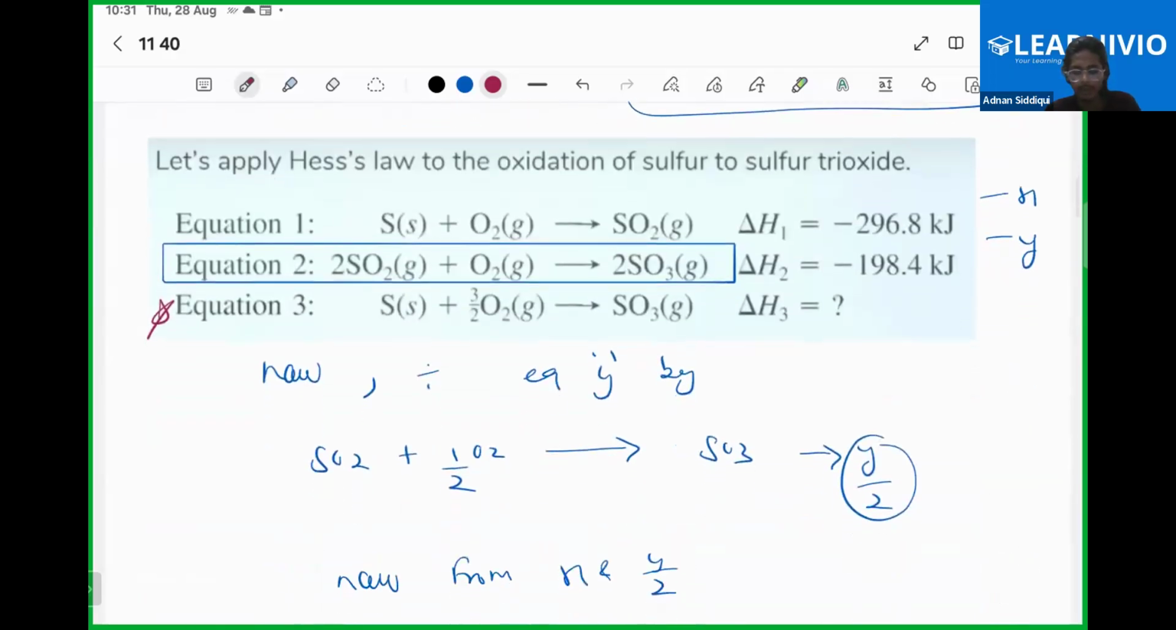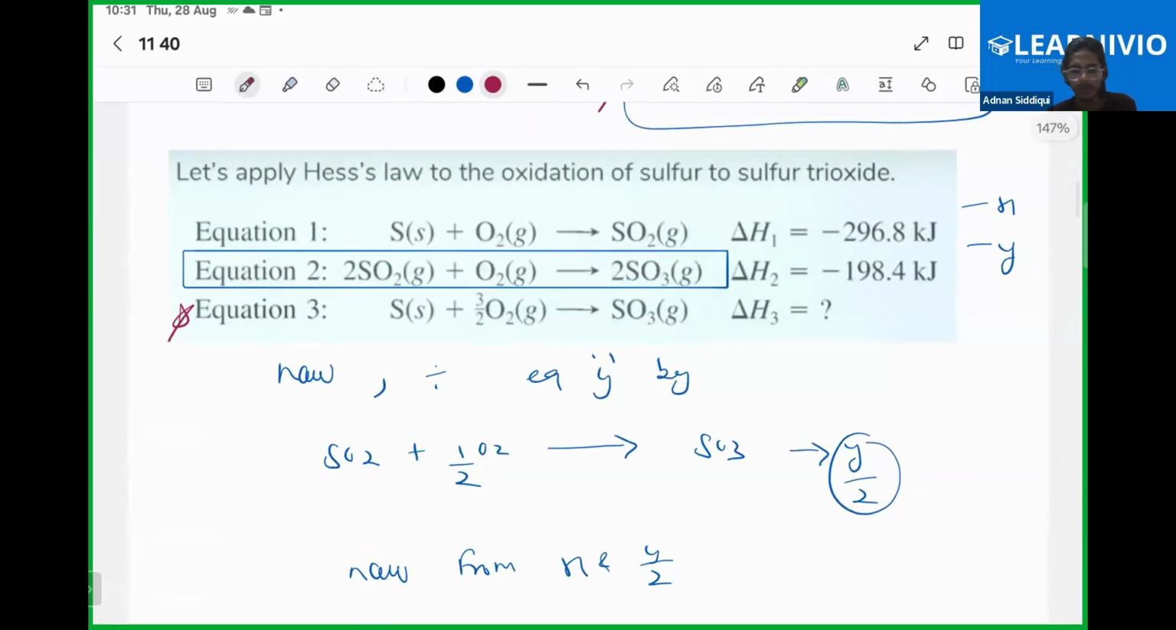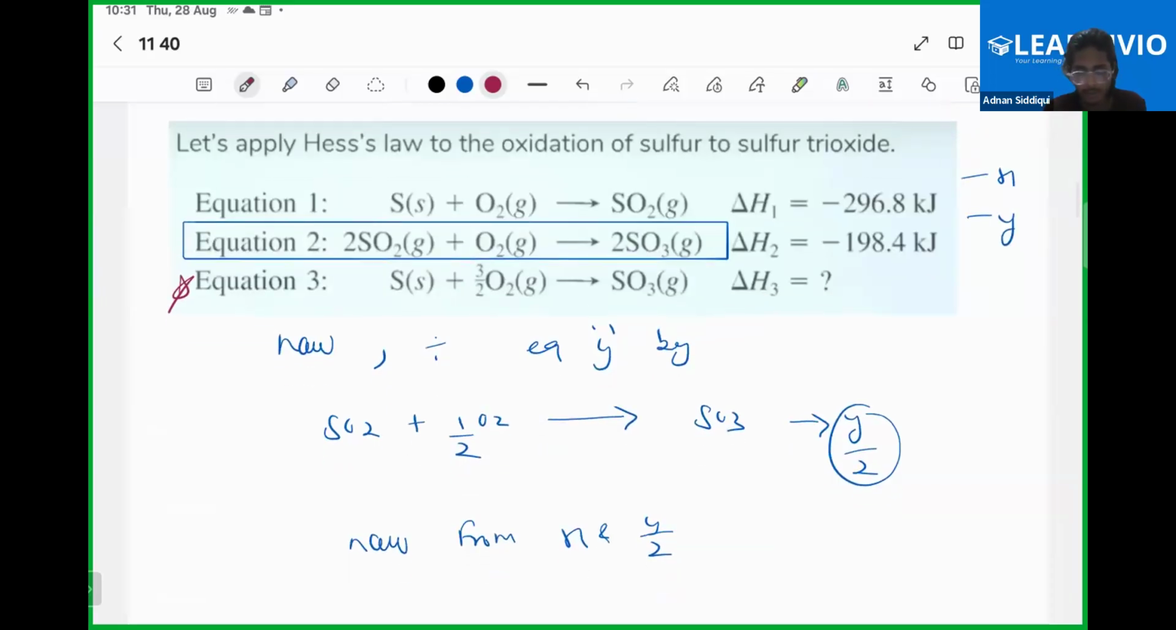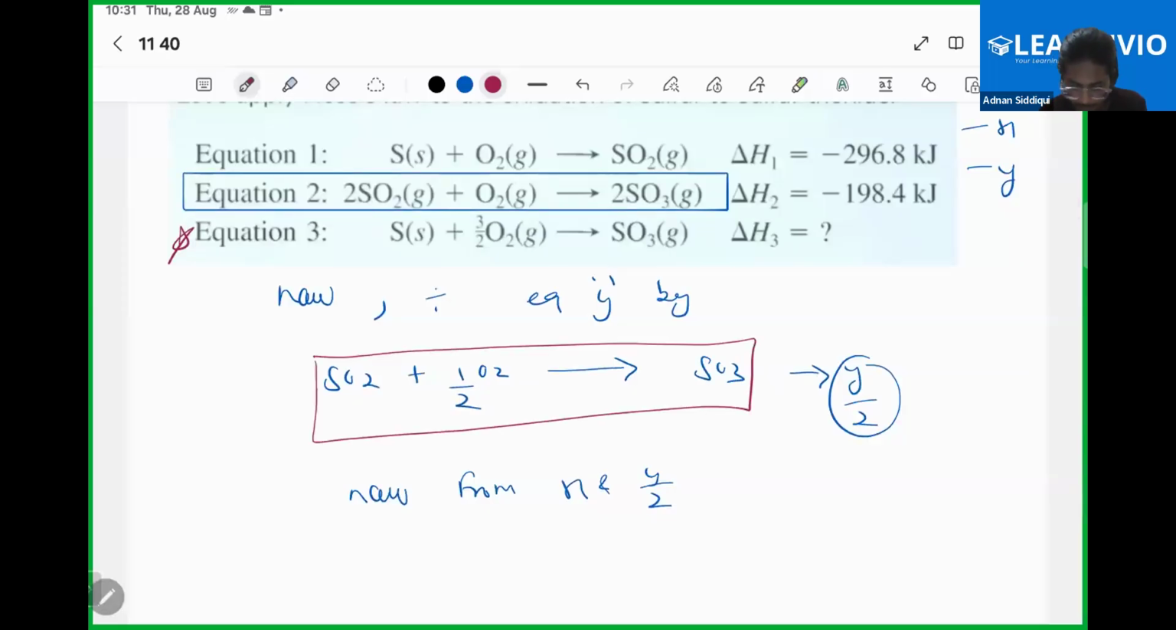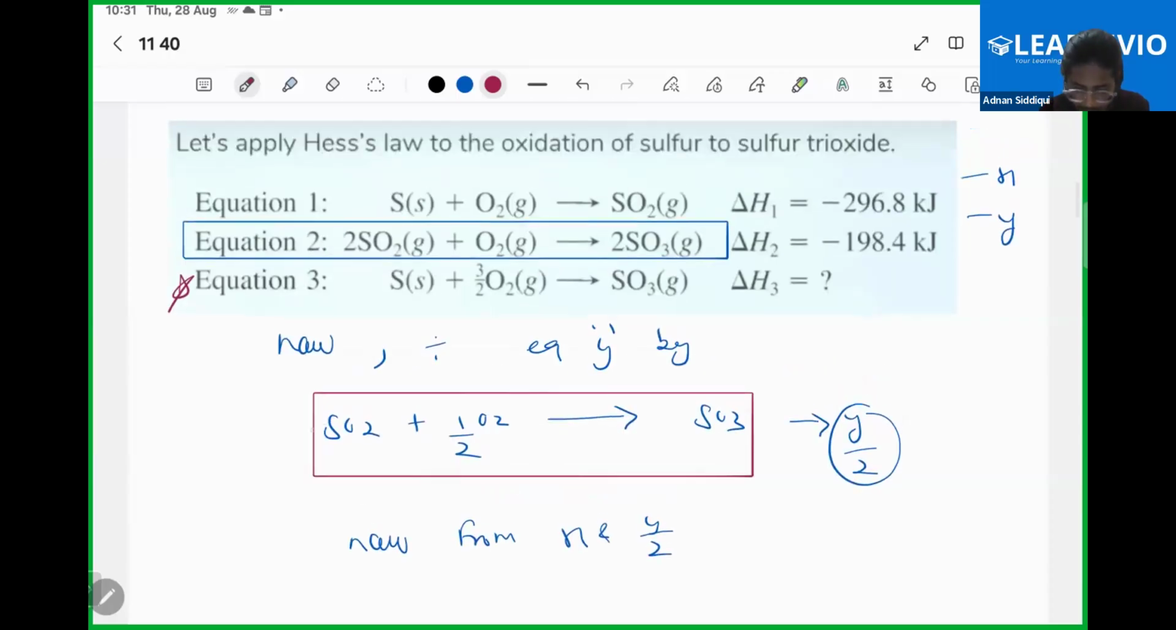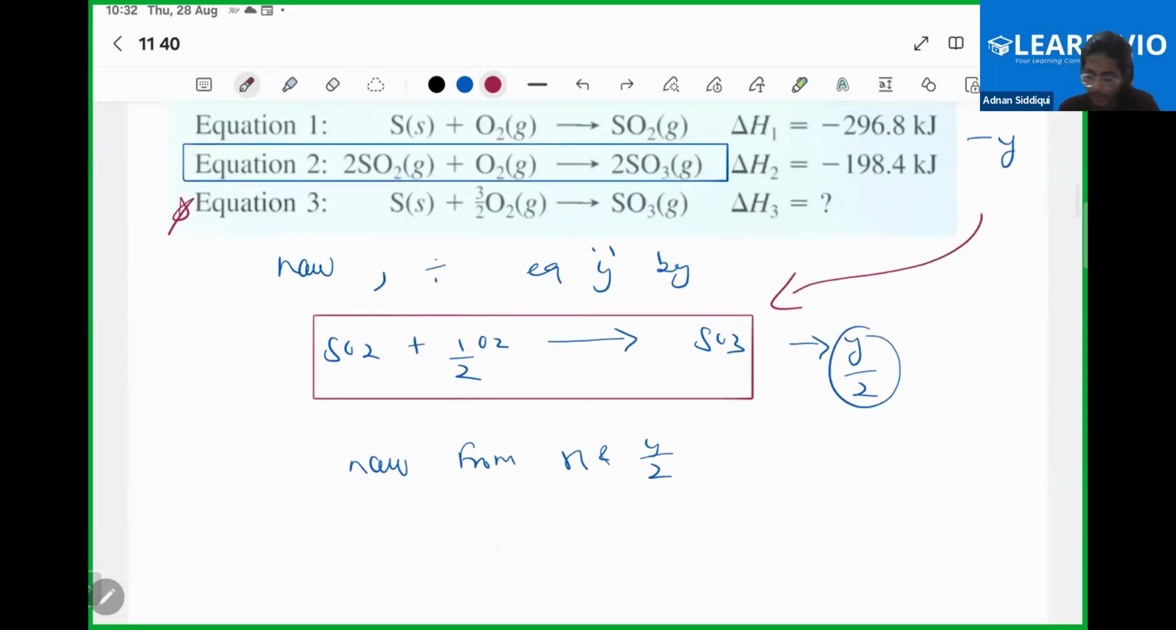So what we are going to do here is, suppose you have equation 1, and let us say the y equation. If I divide my equation y by 2, I get this. And if I add this to x, I get my third equation. The first step was to divide equation y by 2. After dividing it by 2, I get this equation, and if I add this to x, I get the third equation. So I am taking y, dividing it by 2, and then adding it to x to get my third equation, delta H3.